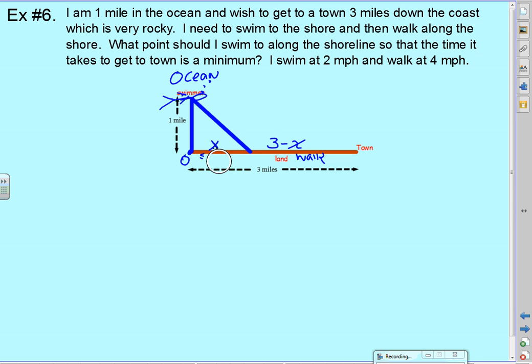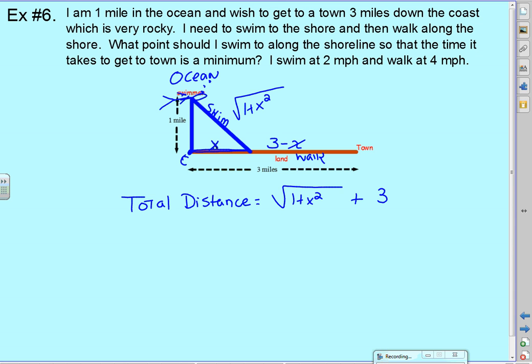You know, this x here, I want it to be equivalent to the shoreline of x, but what I'm really swimming, I need to mark up here, don't I? Because that's going to be my swimming path. And the distance for that would be the Pythagorean theorem, 1 squared plus x squared would equal c squared there. So really the square root of 1 plus x squared would represent the distance that I'm going to swim. So my total distance covered is going to be comprised of the square root of 1 plus x squared plus my walking distance, 3 minus x.